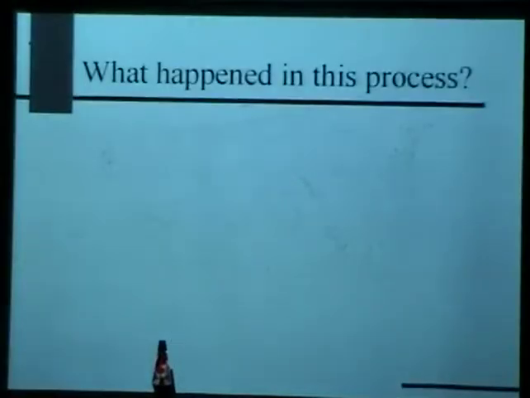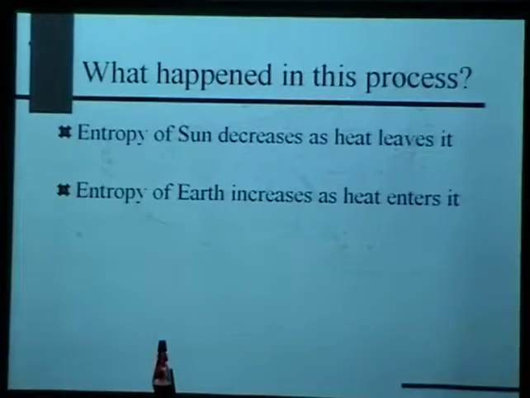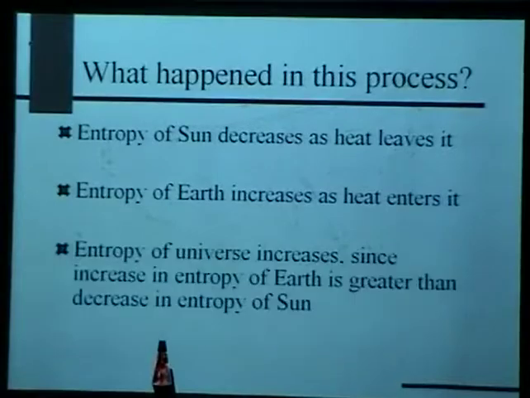So what happened here? The entropy of the sun decreases as heat leaves it. The entropy of the Earth increases as heat enters it. But the entropy of the universe increases. Why? Well, the increase in entropy of the Earth far exceeds the decrease in entropy of the sun.